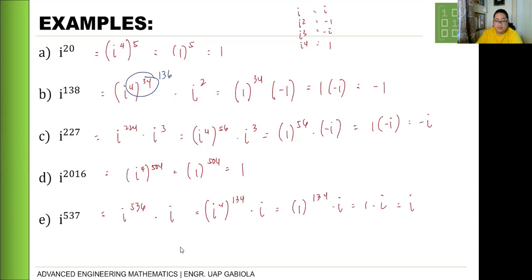Okay? So ganito yung sa imaginary numbers natin. So before we proceed, do you have any clarification regarding our imaginary number? May merong hindi naintindihan para we can go back and explain further?